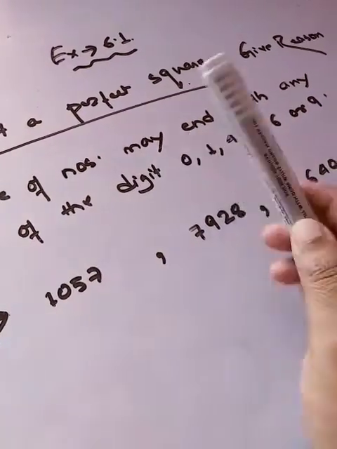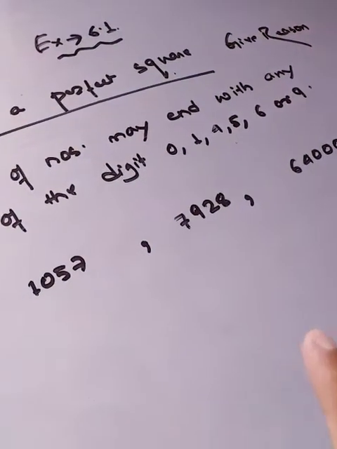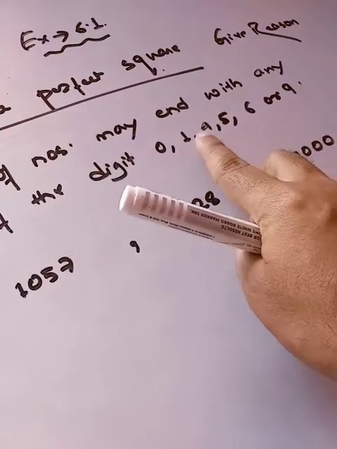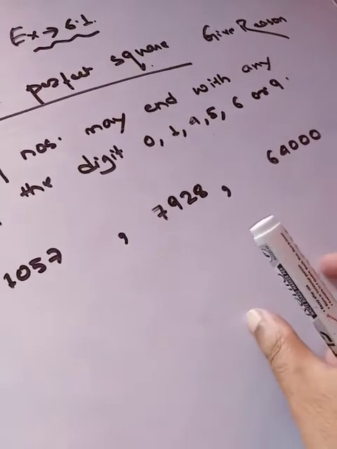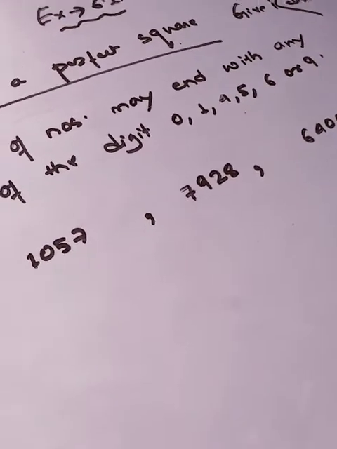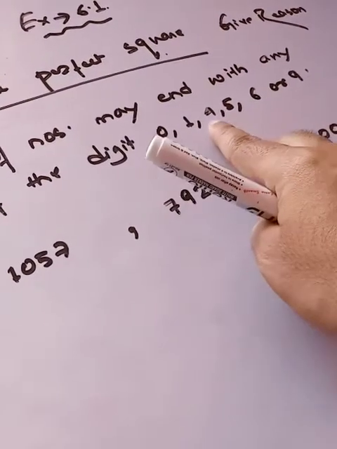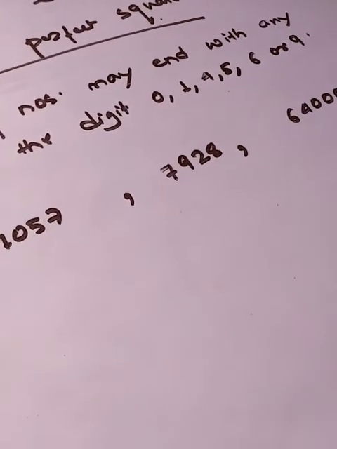Now 0 is something I will make you understand. It's not only 0, but 20, 30 as well, so there has to be some rule about this 0. But apart from that, if any number has 1, 4, 5, 6 or 9 in the unit digit, then there is a chance that the number could be a perfect square. But if you do not see these digits in the unit digit, you will say no, it cannot be a perfect square.